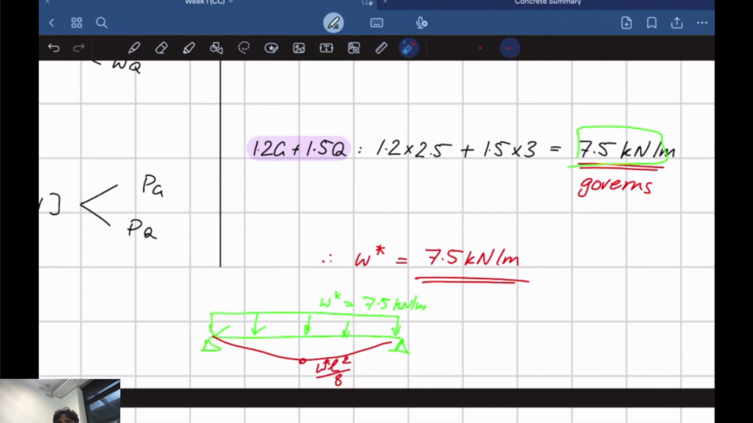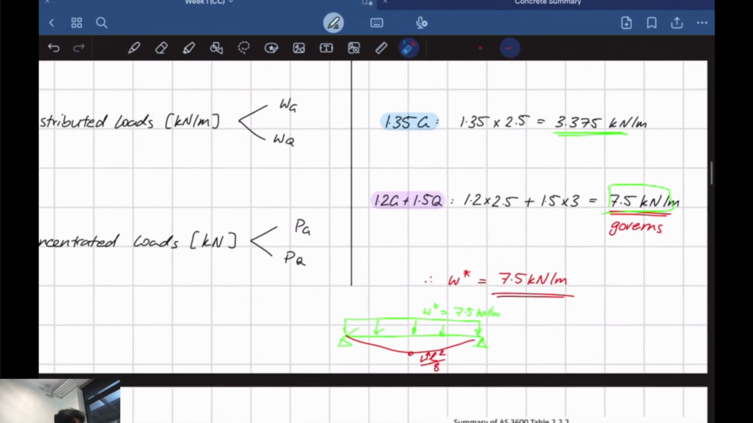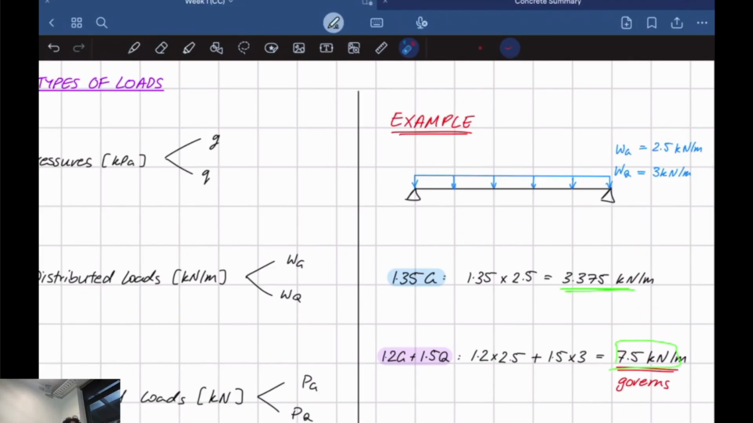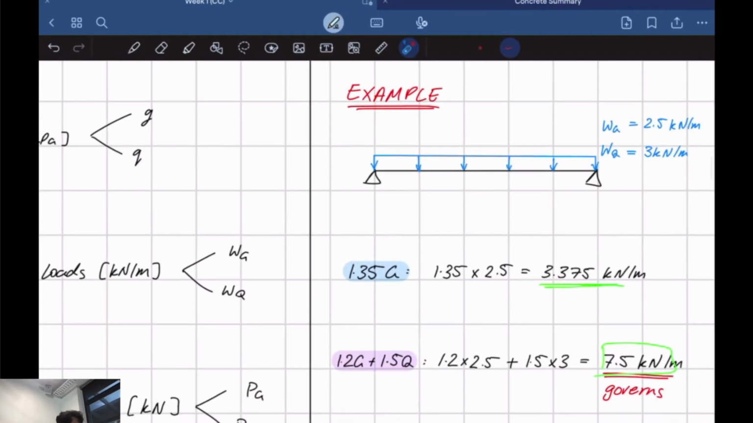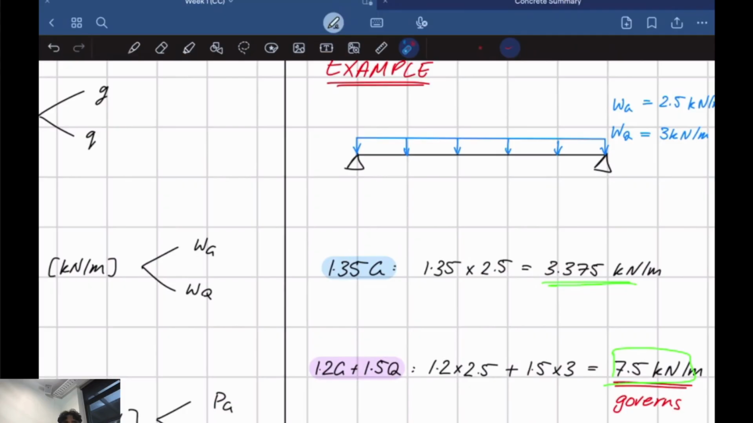Question? Oh, sorry, yeah, this is G and this is Q, sorry. And is that like live and dead? Yeah, exactly. And so what's with the 1.35? Yeah. So the purpose of that is to exaggerate our load. Yeah. Right? But why is it like two separate ones?